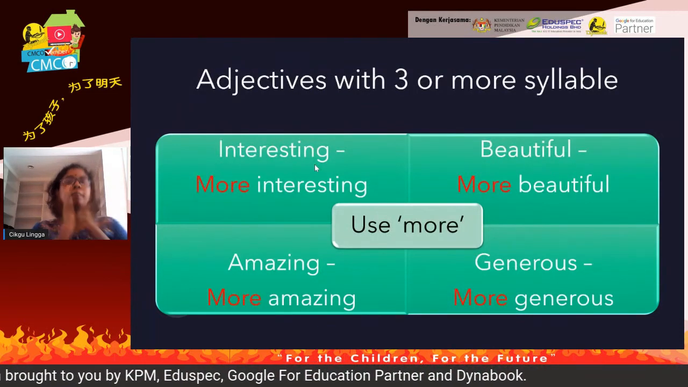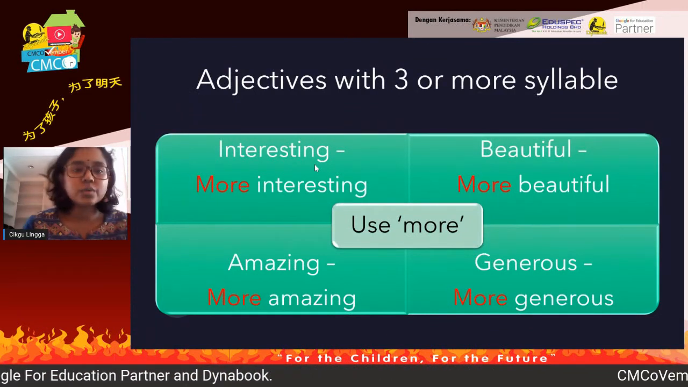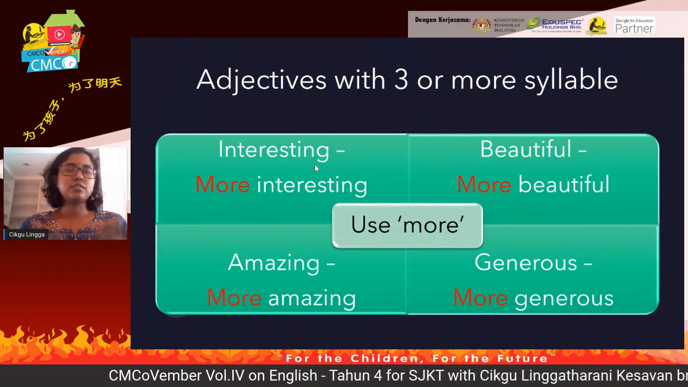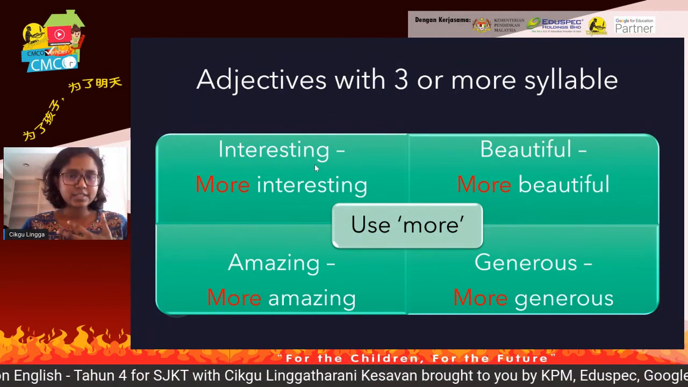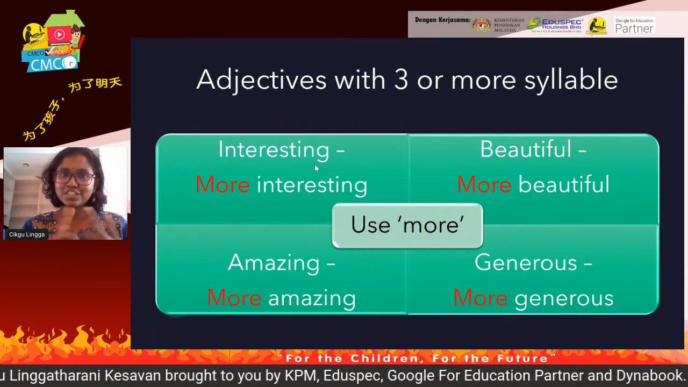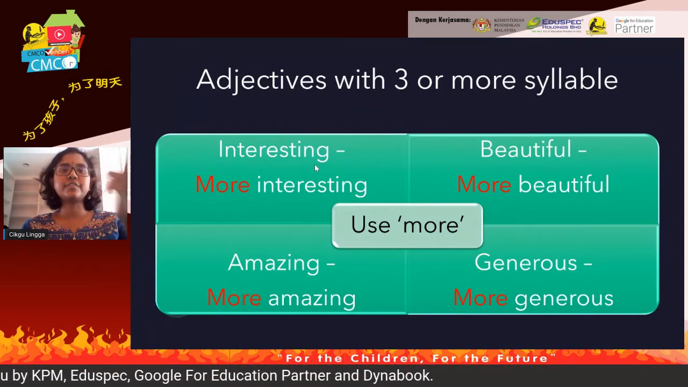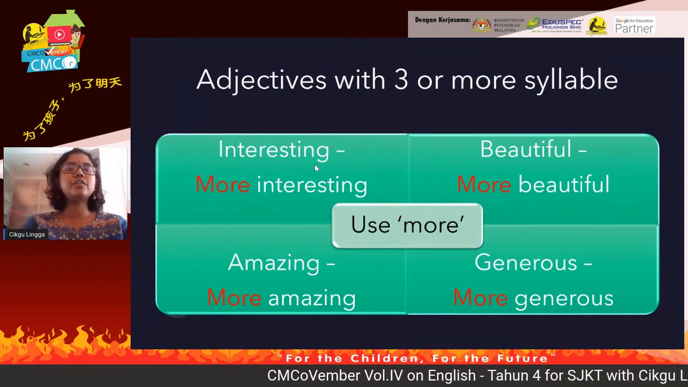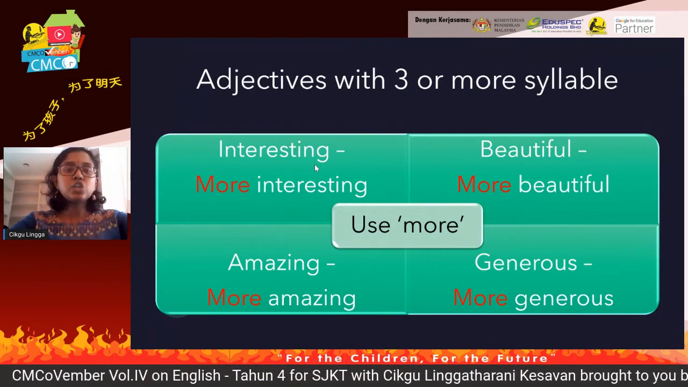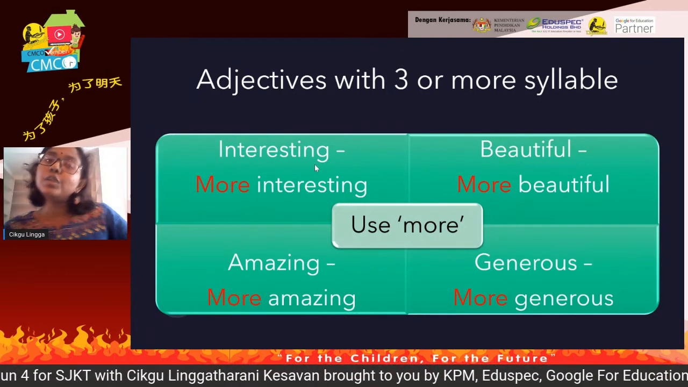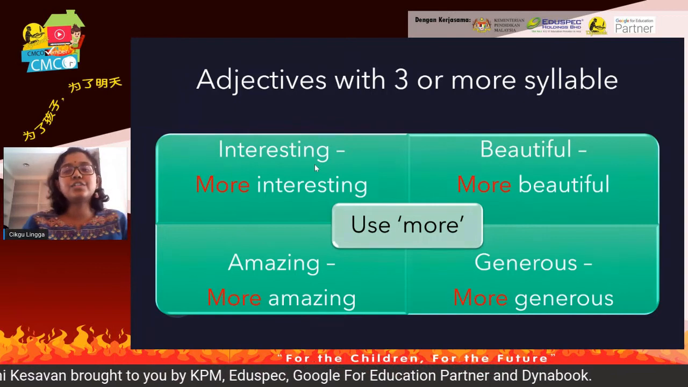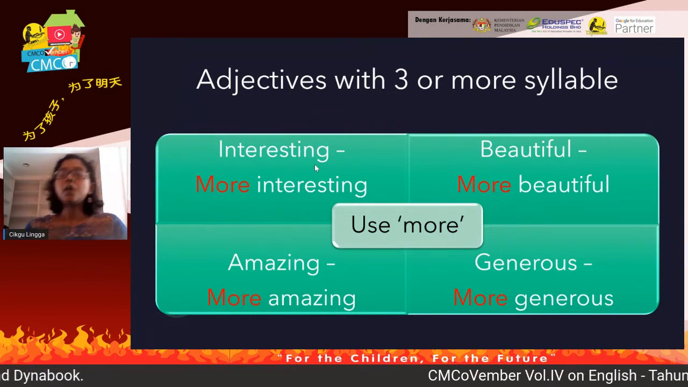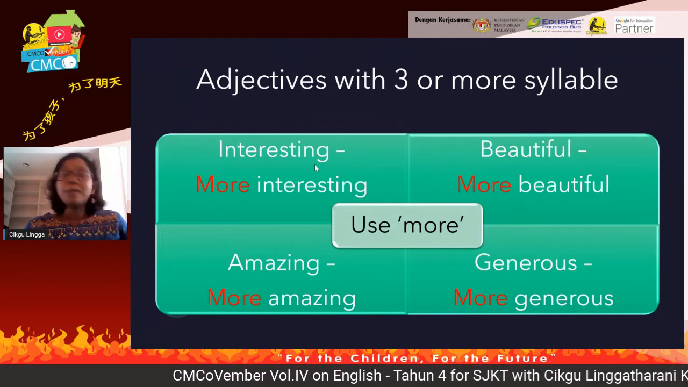Now, this is not a spelling rule, but it is to teach you. What about adjectives that have got more than 2 syllables? For example, interesting, beautiful, amazing, generous. So you have all these syllables that are more than 2. So you can't say interestinger, you can't say beautifuler or amazinger or generouser. That just doesn't work. So you say more interesting, more beautiful, more amazing, more generous.